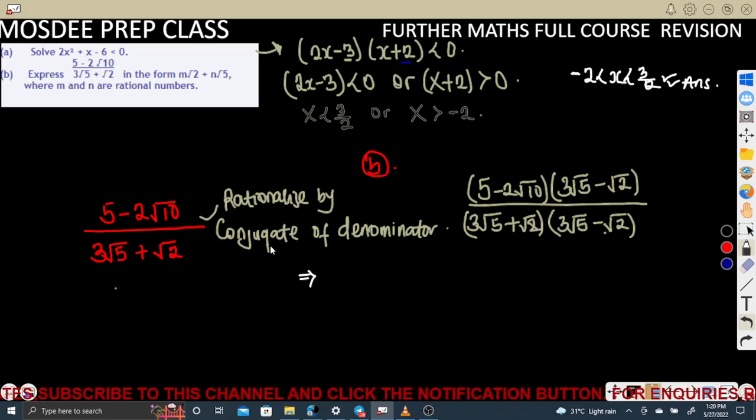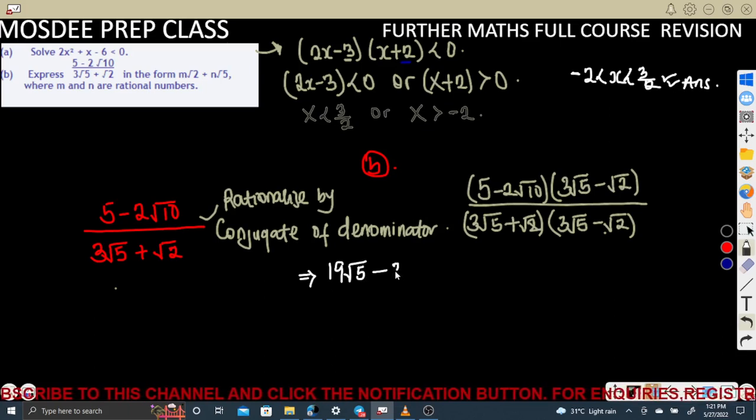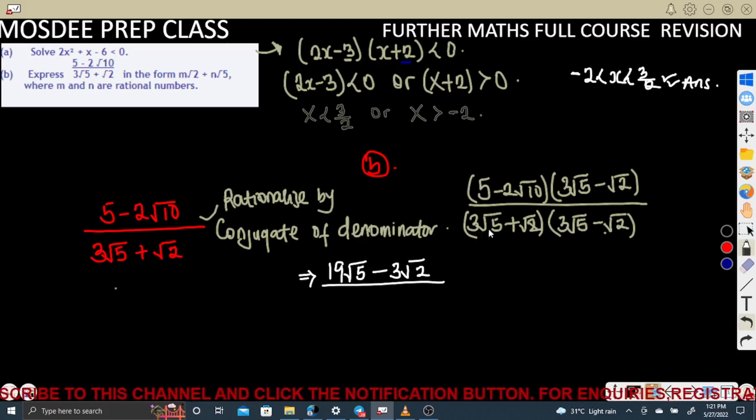Like I said, for simplification of this, the numerator should give us something like 19, that's 5, 15, then I'm simplifying that. Teachers will explain that. I think 19 root 5 minus 3 root 2. And the denominator is the difference of two squares, a square minus b square. This is 45 minus 2. 45 minus 2 will give me 43.